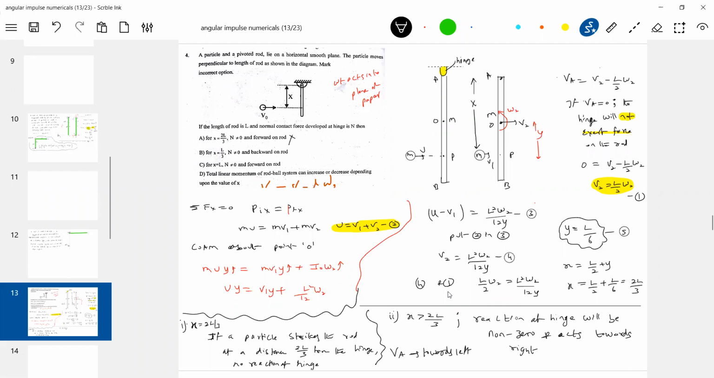Now, if x is less than 2L/3, if x decreases, the angular impulse decreases, so the angular momentum decreases. Then the angular velocity, L/2 omega 2, will be less than V2. So the velocity of the point will be towards the right. Then how will the impulse or the reaction at the hinge act? The reaction force at the hinge will be towards the left.